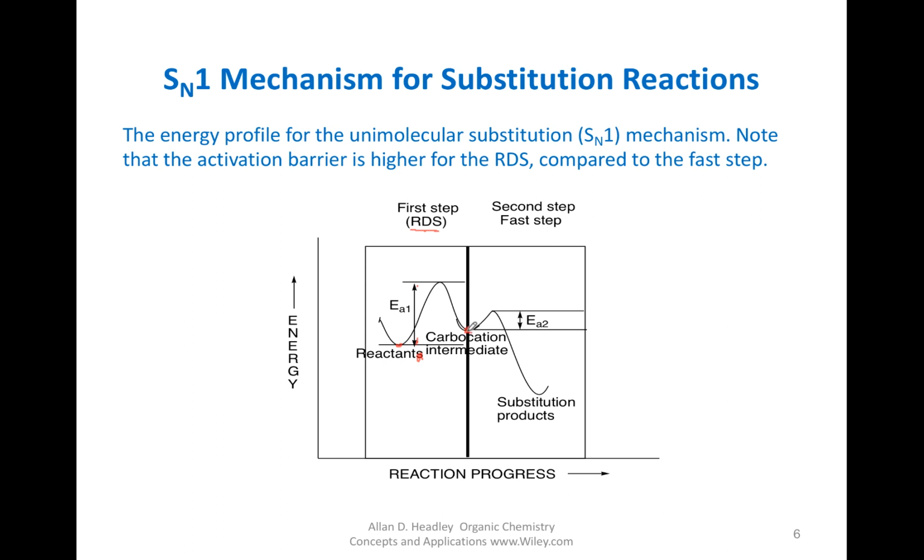And in a fast step, the nucleophile bonds to the electrophile. Notice again this energy gap, or the energy of activation, is much smaller because that is a fast reaction to give here the products. So this is another way of representing the SN1 mechanism. Two steps. First step is the rate determining step, with one molecule involved, the electrophile, and the second step is the fast step.